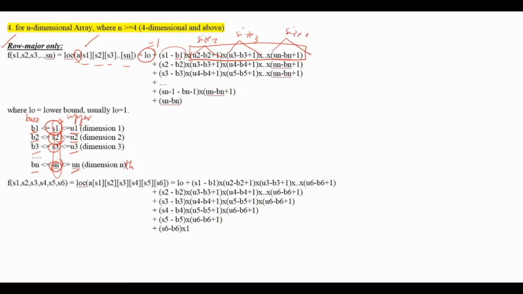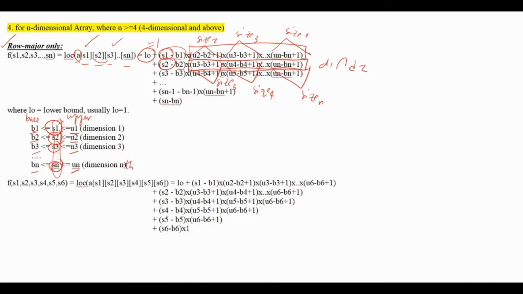And then we add the next index, S2 minus the base of S2, which is B2, and this is the number of elements in the intersection of S1, the first dimension, and the second dimension. So again, this is the total number of elements in the intersection of dimension 1 and dimension 2. And that is simply equal to the product of the size of the third dimension times the size of the fourth dimension up to the size of the nth dimension.